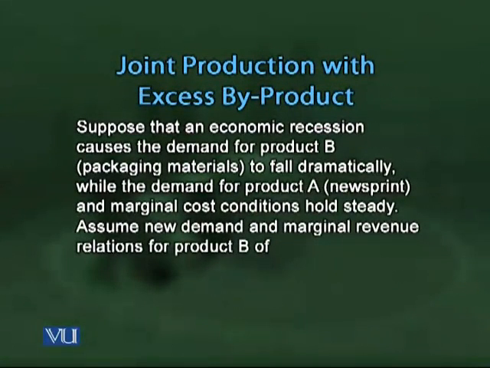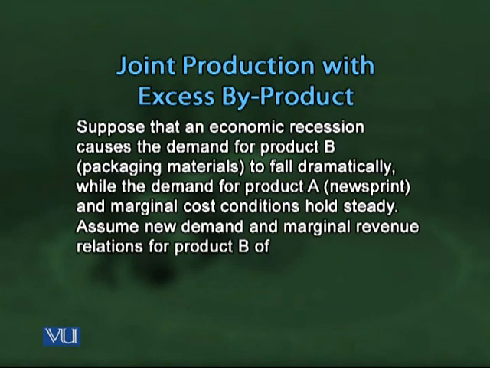Now assuming that there is a recessionary period, so that the demand for product B falls drastically. There we saw that the marginal revenue of both products was positive, which means there was no excess product of A or B. Whatever was produced of both products, 10,000 units, was offered for sale in the market. But now we are going to consider a case where there is an excess product, and now we are assuming that due to a recession, the demand for product B, that is packaging material, drastically falls.